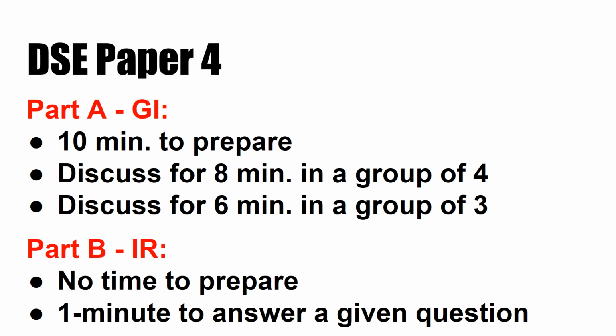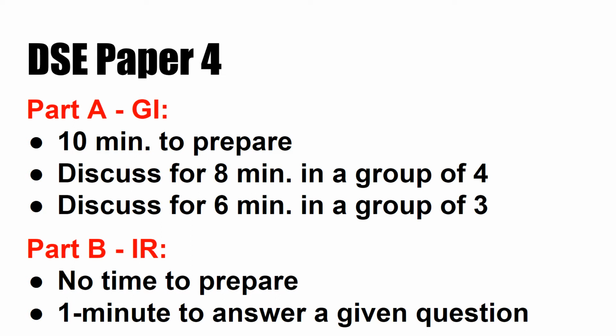First, we will talk about Paper 4, which is the speaking paper. There are two parts to this paper. Part A is the group interaction, or GI. For this part, you will have 10 minutes to prepare a note card that you can bring into the discussion. If you are in a group of 4 students, you will discuss for 8 minutes. If you are in a group of 3 students, you will discuss for 6 minutes.